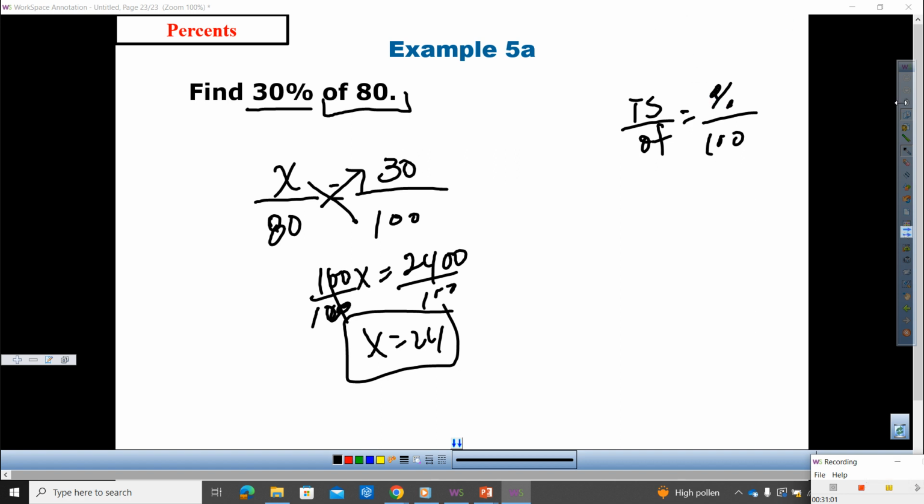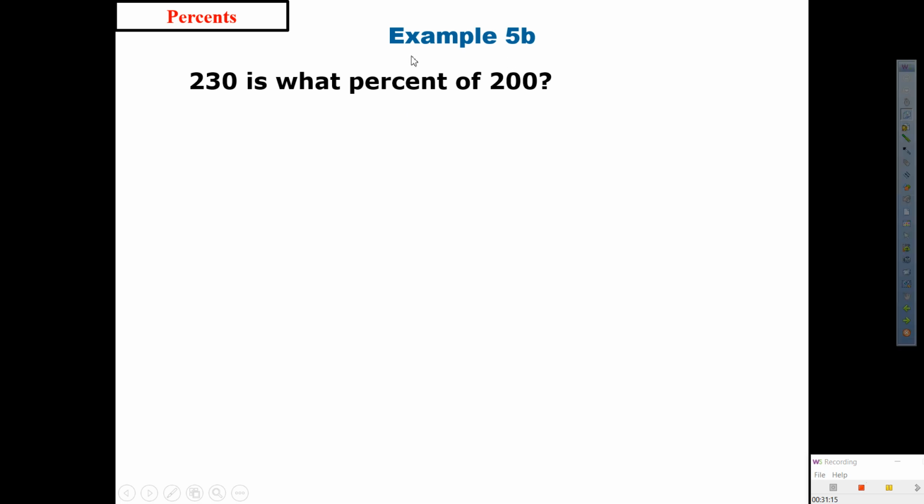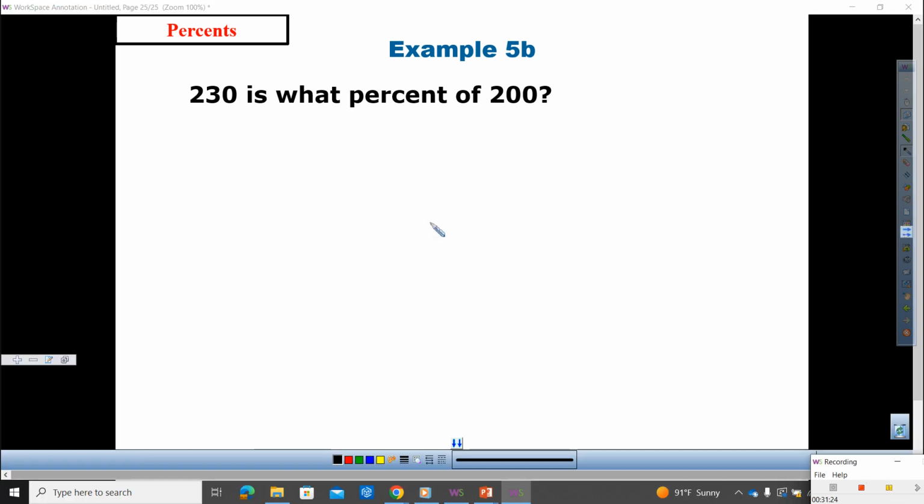All right, let's do one together. Here we go. Example 5B. Copy this one. 230 is what percent of 200? Copy that, please. Example 5B. 230 is what percent of 200? All right, here we go. First thing I do, me, Mr. Q, I write over here on the side is over of equals percent over 100. Okay, so then I write blank over blank equals blank over 100.